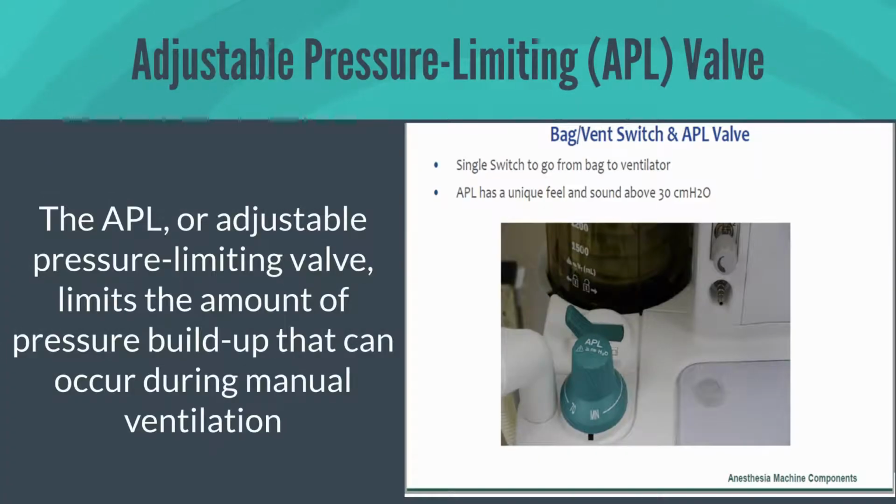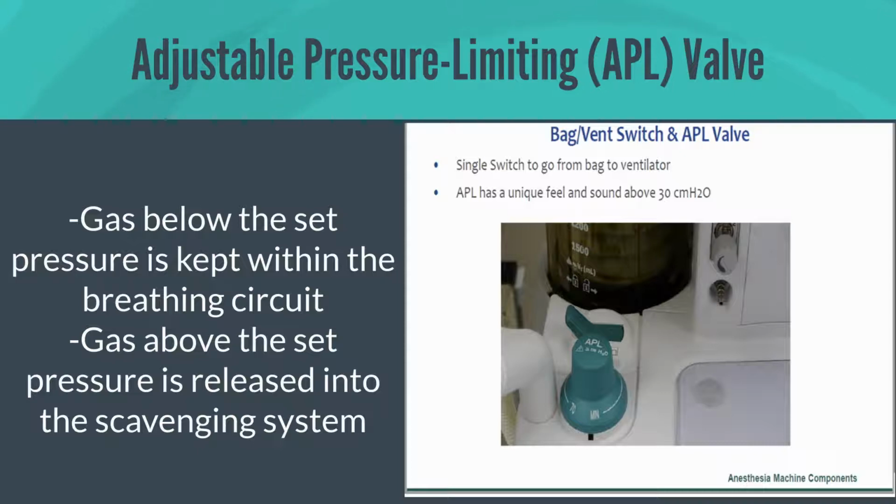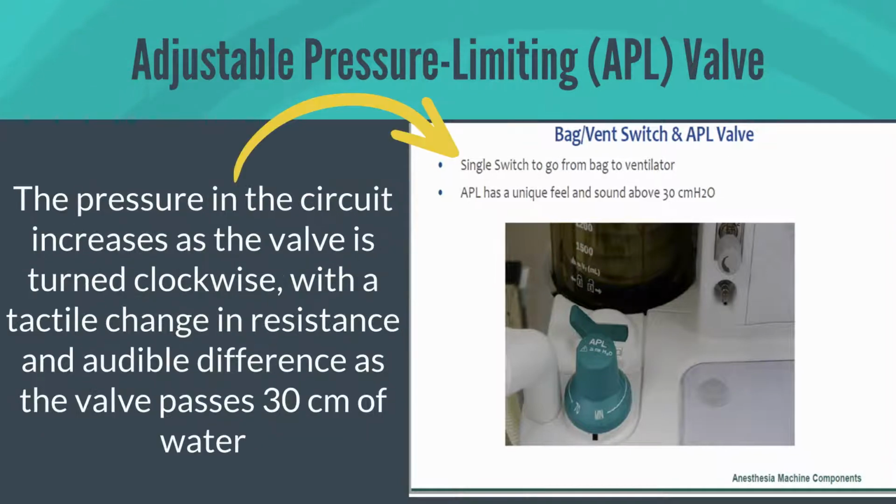The APL valve, or the adjustable pressure limiting valve, limits the amount of pressure buildup that can occur during manual ventilation. Gas below the set pressure is kept within the breathing circuit, and gas above the set pressure is released into the scavenging system. The pressure in the circuit increases as the valve is turned clockwise, with a tactile change in resistance and audible difference as the valve passes 30 centimeters of water.